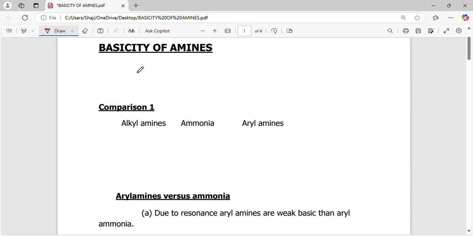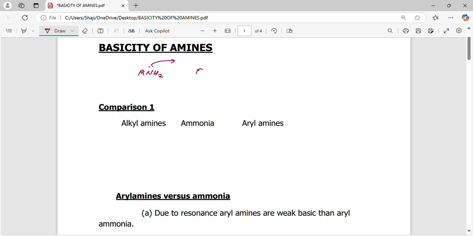Hi friends, today I am going to discuss the basic character of amines. Amines are basic in nature. Why? Because amines are derivatives of ammonia. RNH2 is the general formula of a primary amine, which has a lone pair over nitrogen that is available for donating. So amines are basic in nature.